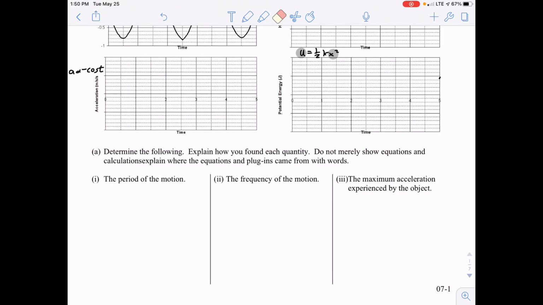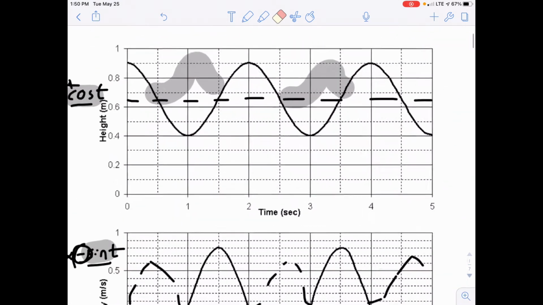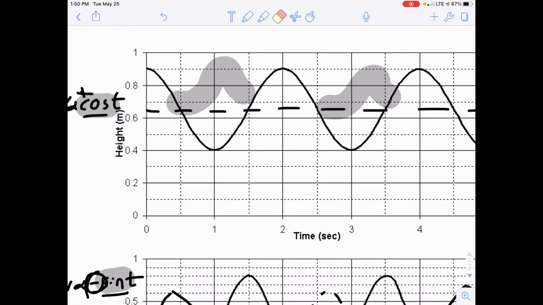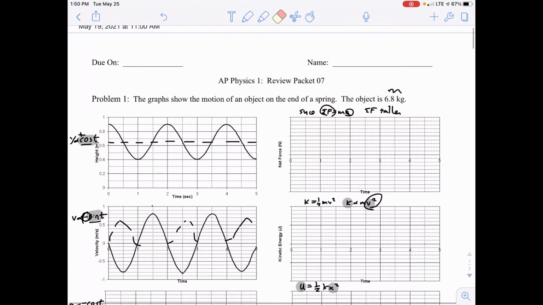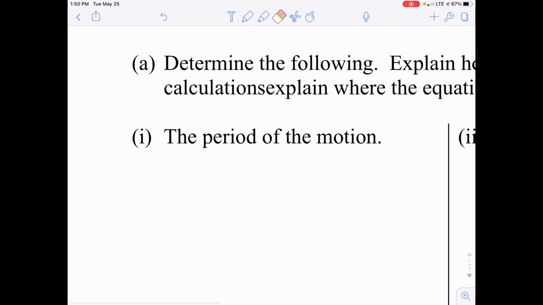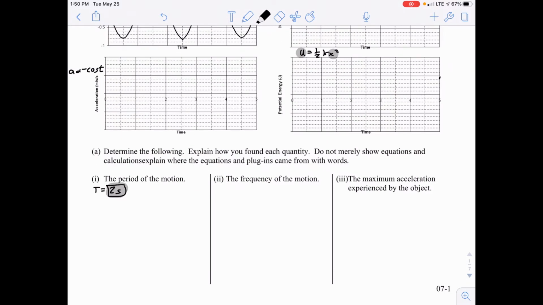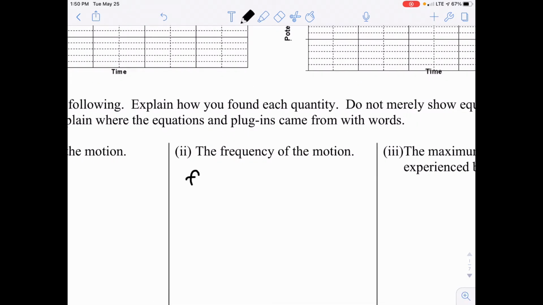First, let's find the period. How do we find the period? The period is when the graph, the function, repeats one time. So there would be your period. There's the repetition right there. You can see it repeats every 2 seconds. The period is 2 seconds. Now, what's the frequency of motion? Frequency is the inverse of the period. So 1 over 2 seconds is 0.5 hertz.